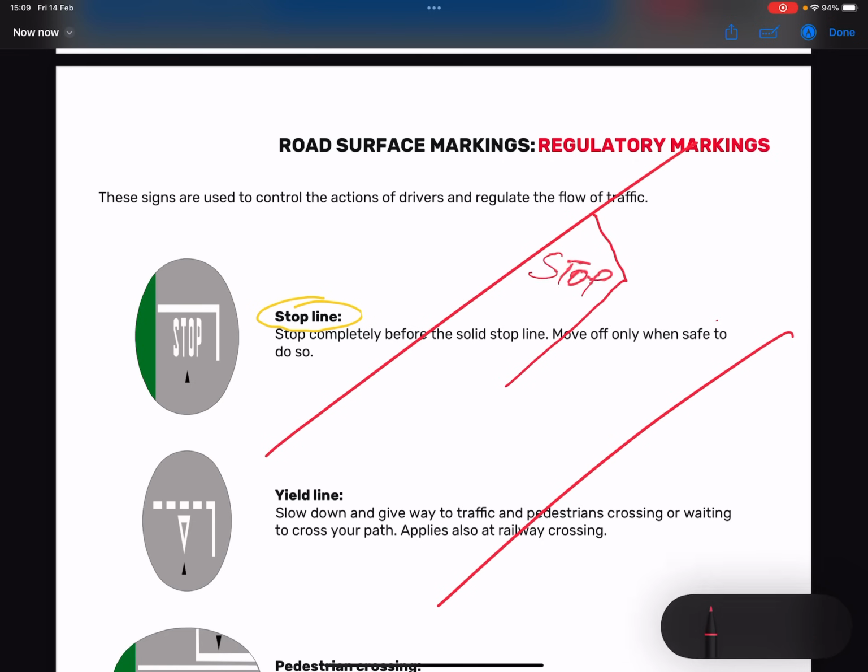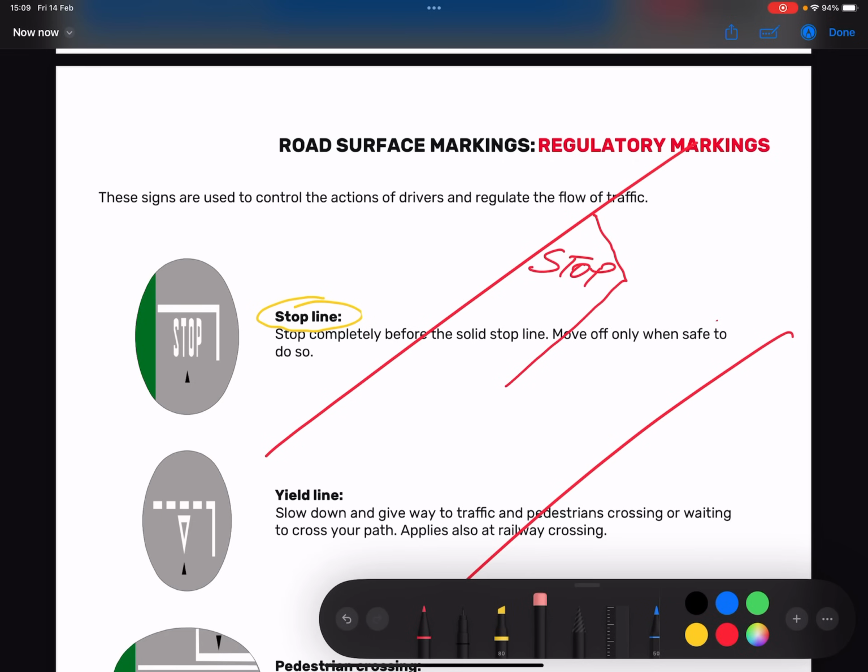So what's the purpose of the stop line? It's the same as the stop sign. Your vehicle must stand still. Your vehicle must come to a standstill before the stop line. There is the stop line.